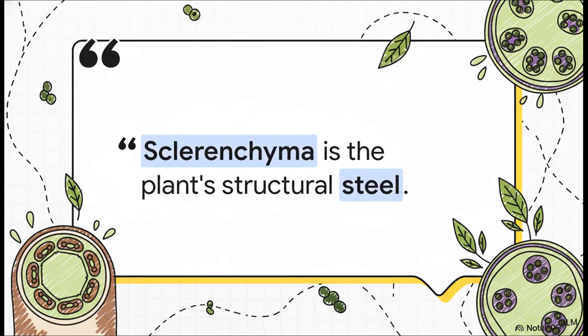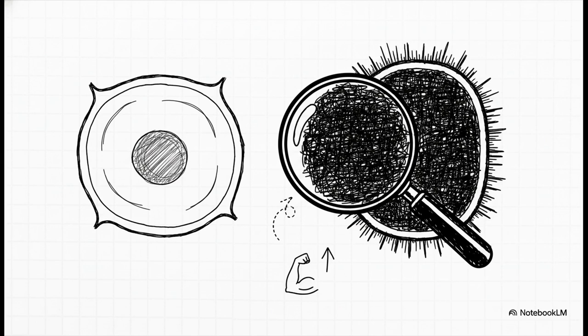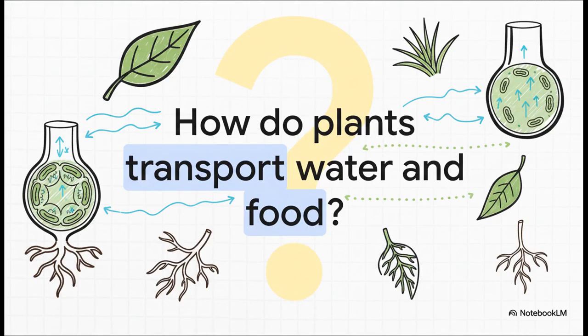Let's really zoom in on one of those support tissues because it's a total beast. It's called sclerenchyma. And really, it is the plant's structural steel. You ever wonder what makes a nutshell so incredibly hard or a woody stem so tough and rigid? Yeah, you're looking at it. So what's its secret weapon? It all comes down to its cell walls. They are ridiculously thick and reinforced with this super tough, rigid polymer called lignin. It basically turns each individual cell into a tiny little pillar of concrete. It's all about strength.